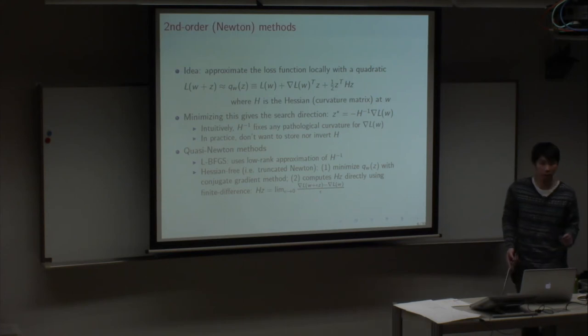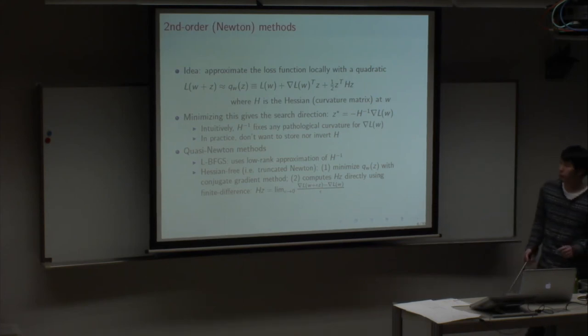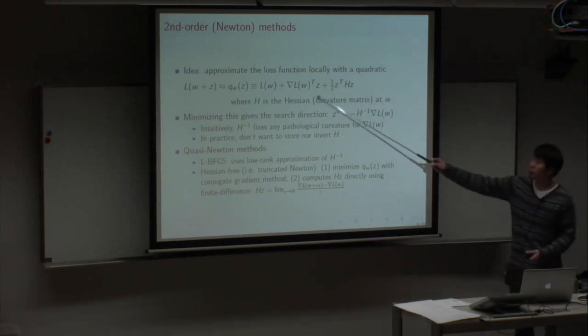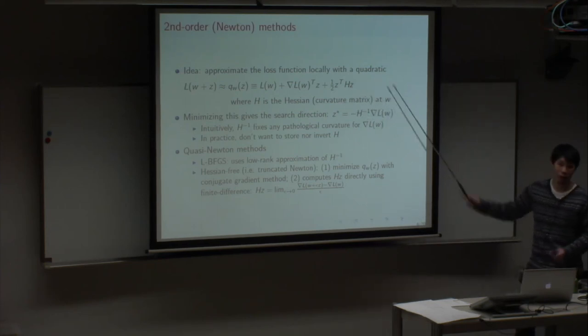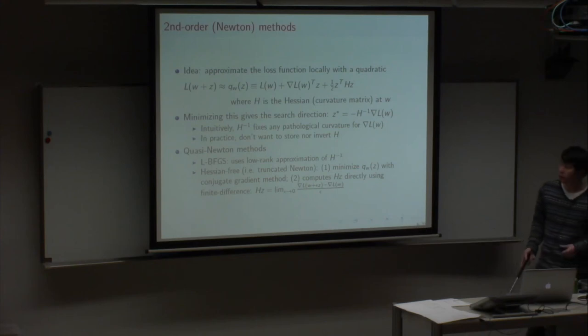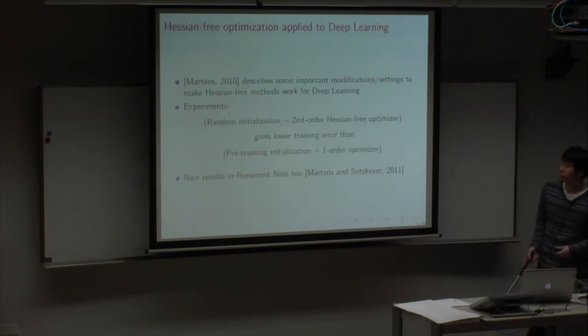So that's as far as I'll explain about the Hessian-free method. But basically, you can think of it as we want to use curvature information. So we use a Newton method. But rather than computing the Hessian, we will have some trick to avoid computing this expensive matrix. Okay.